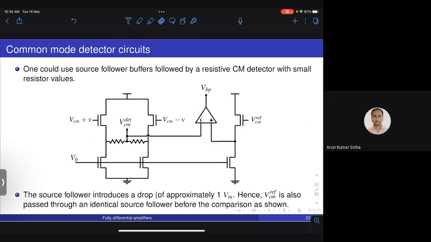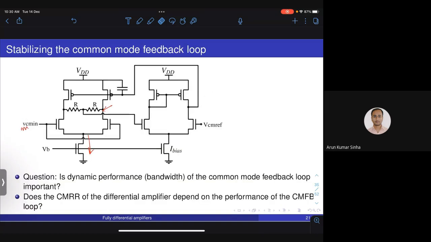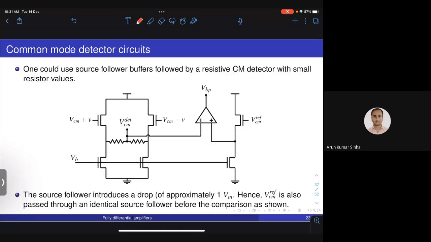So essentially, you have the differential amplifier. I have not shown the differential amplifier here. So you have this differential amplifier which has these two output nodes at VCM plus V and VCM minus V naught, right? And I want to detect the common mode. So one of the ways is you take these two signals, VCM plus V and VCM minus V, and pass them through source follower buffers.